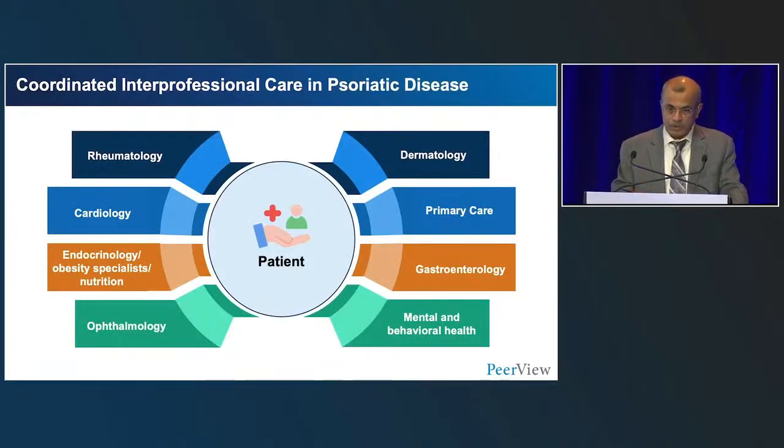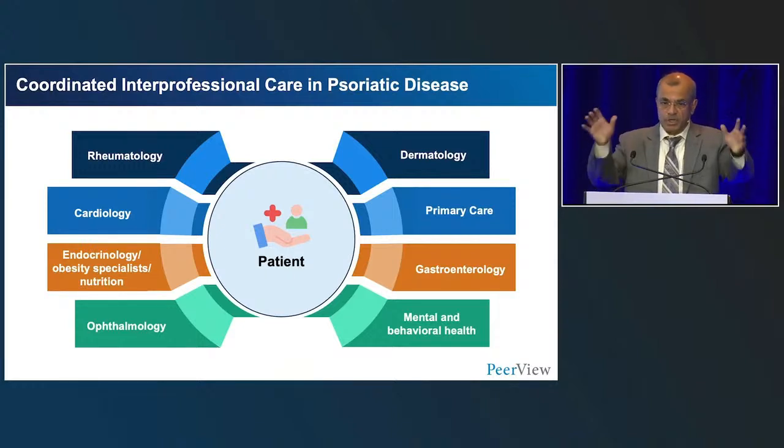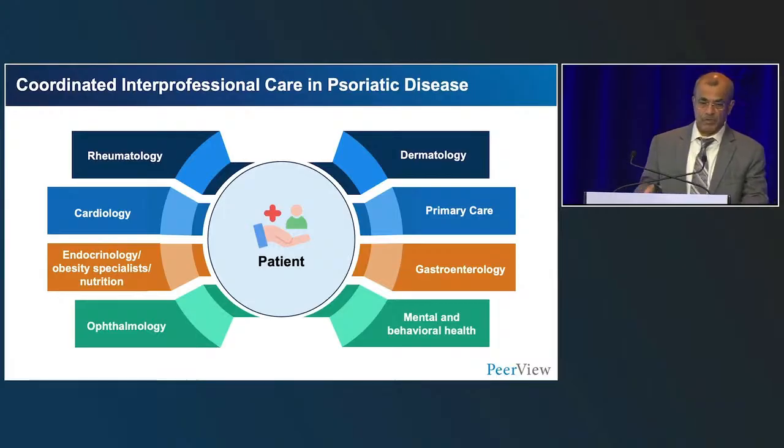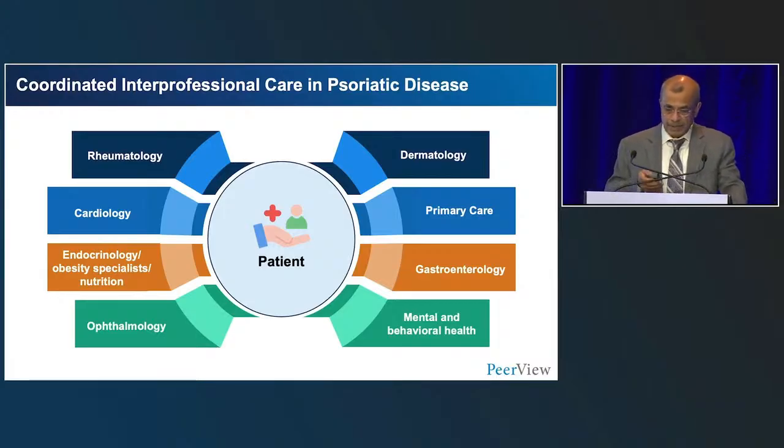This is a team sport. It takes a village to treat a patient with psoriatic disease. Of course, rheumatology and dermatology are on the top, but then more and more we are seeing cardiologists and endocrinologists getting involved for obesity control, sometimes gastroenterology if they've got IBD. Primary care needs to be involved as well. And then there is ophthalmology if they've got uveitis, or if a mental health problem is there, then we have to involve the behavioral health team as well.